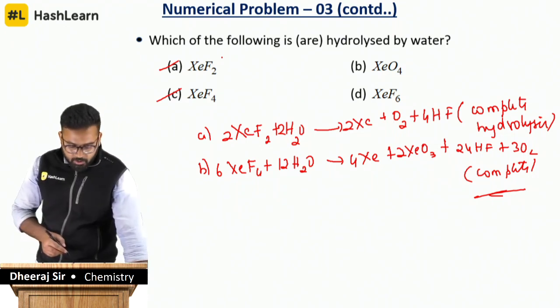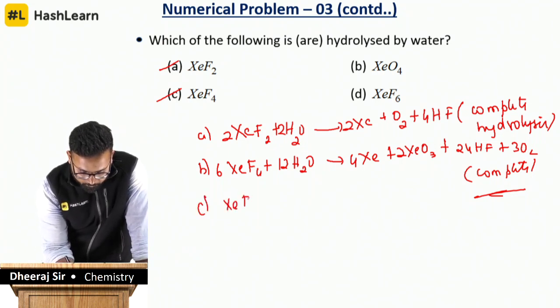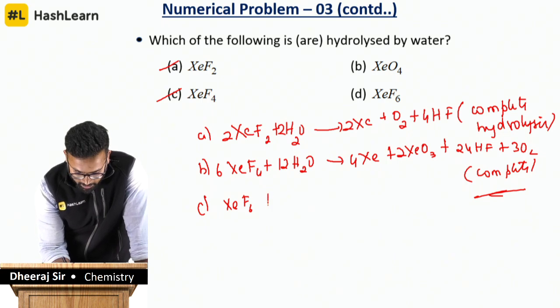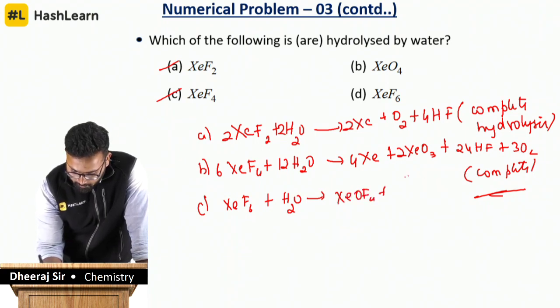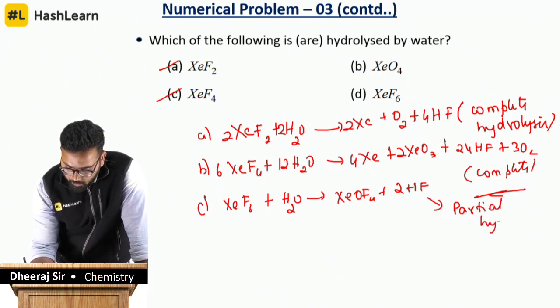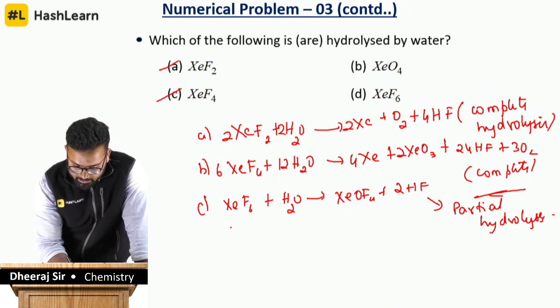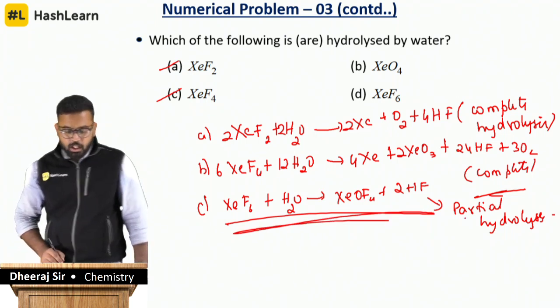Let us quickly talk about the other option, which is option D, that's XeF6. So XeF6 reacts with water to give us XeOF4 plus 2 moles of HF. You have to remember that we are not talking about complete hydrolysis, we are talking about partial hydrolysis. So XeF6 plus H2O gives us XeOF4 plus 2 HF.